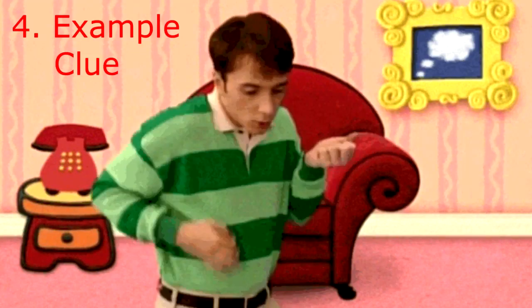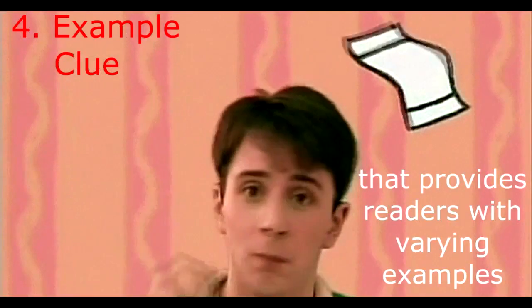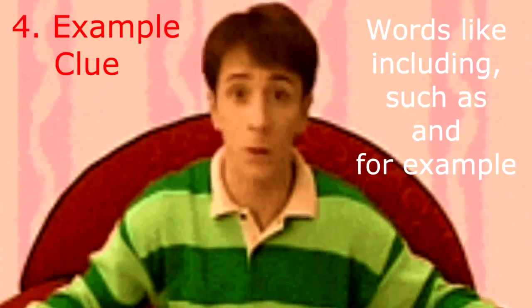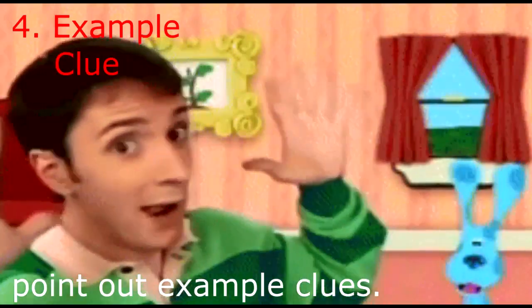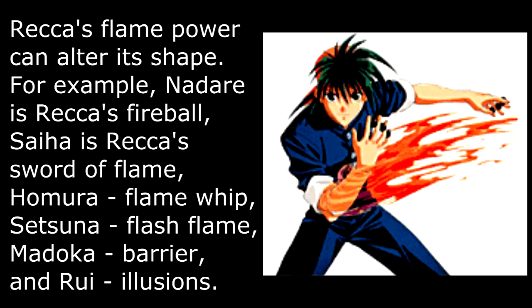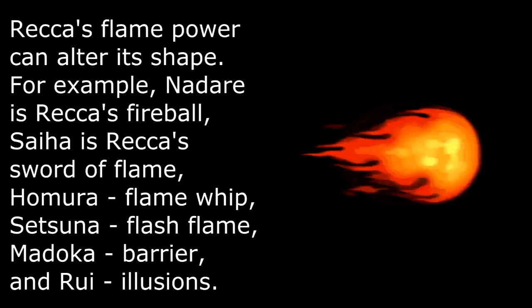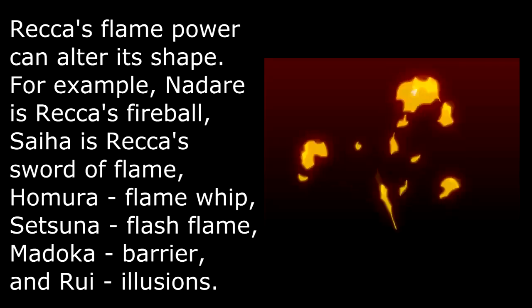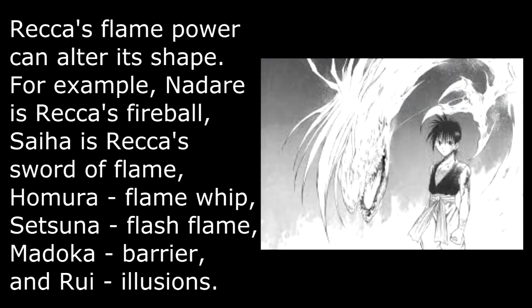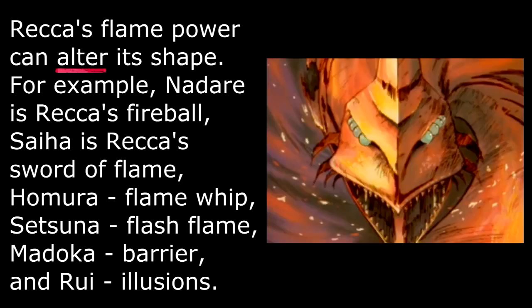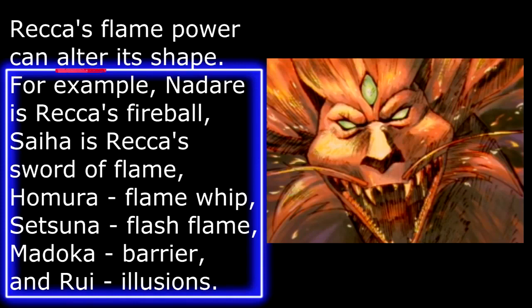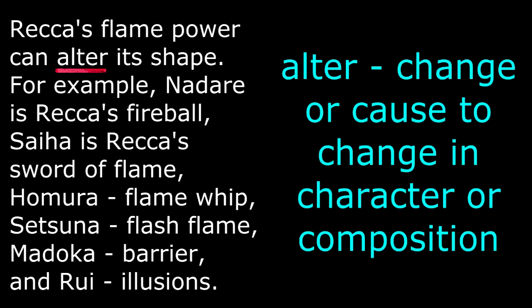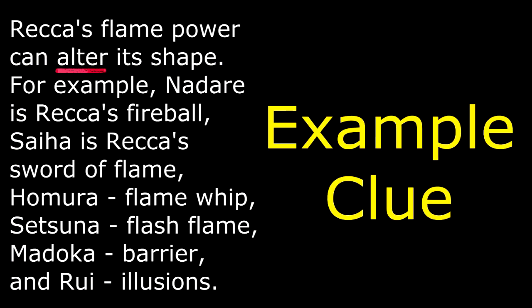4. Example clue. It is a type of context clue that provides readers with varying examples to allow them to fully examine the unfamiliar word. Words like including, such as, and for example point out example clues. Example: Reika's flame power can alter its shape. For example, Nadare is Reika's fireball, Saiha is Reika's sword of flame, Komura, flame whip, Setsuna, flash flame, Madoka, barrier, and Rui, illusions. In this sentence, the word alter is our unfamiliar word, and through the examples given in the sentence, we now know that alter means change or cause to change in character or composition. Again, this is a kind of example clue.